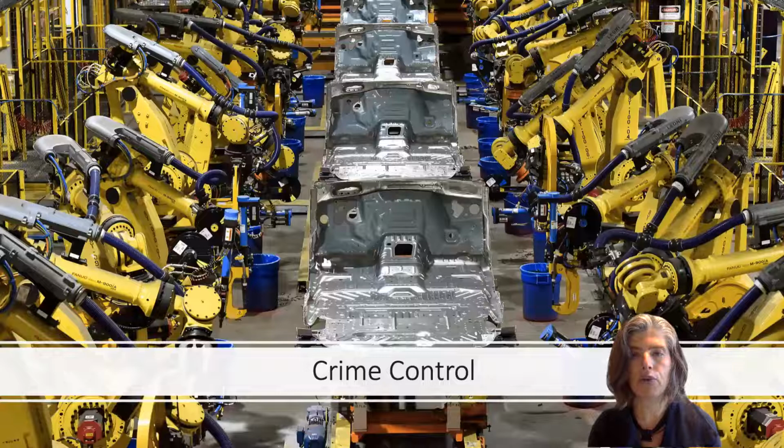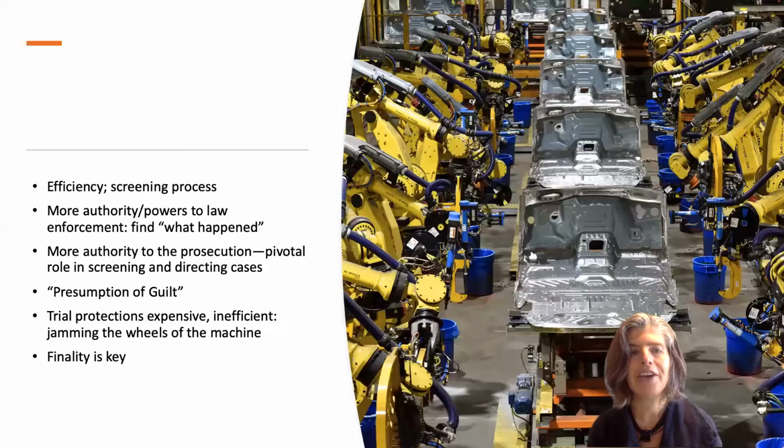The best metaphor for discussing the crime control model is an assembly line designed to process a large number of items or products in a limited amount of time and with the most cheap and efficient way of doing so. You guessed it, the basic value behind the crime control model is efficiency. And because of that, it consists very heavily of a screening process.